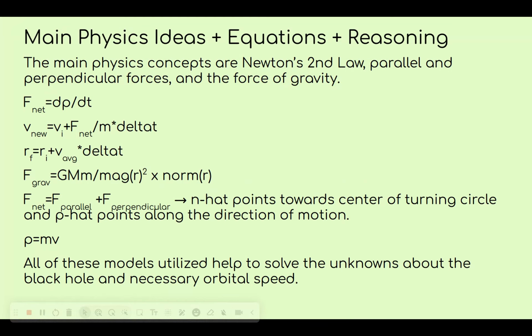The first equation demonstrates the relationship between the net force and the rate of change of momentum. This was mostly utilized in part 1. Equations 2 and 3 show velocity and position update, which enables the motion and path of the code to be affected by the gravitational force. Equation 4 shows the force of gravity, which was the only force present in the code.